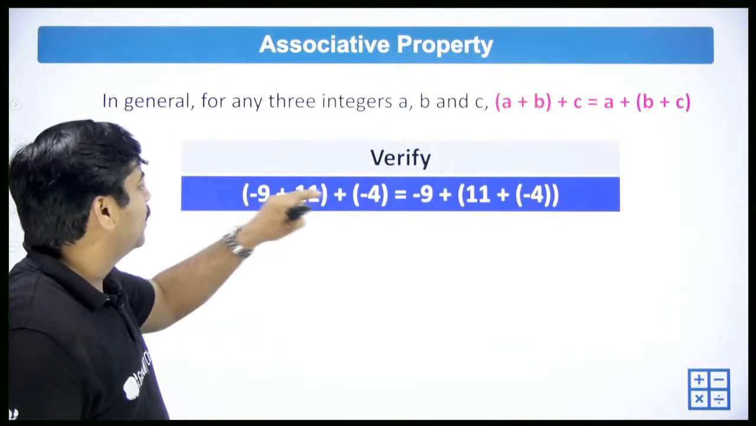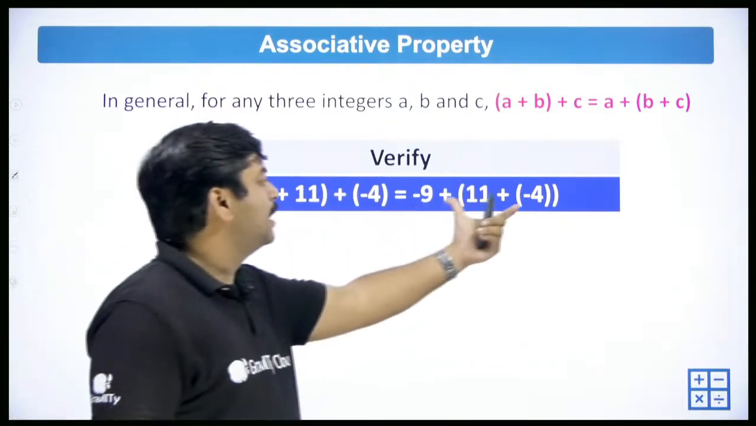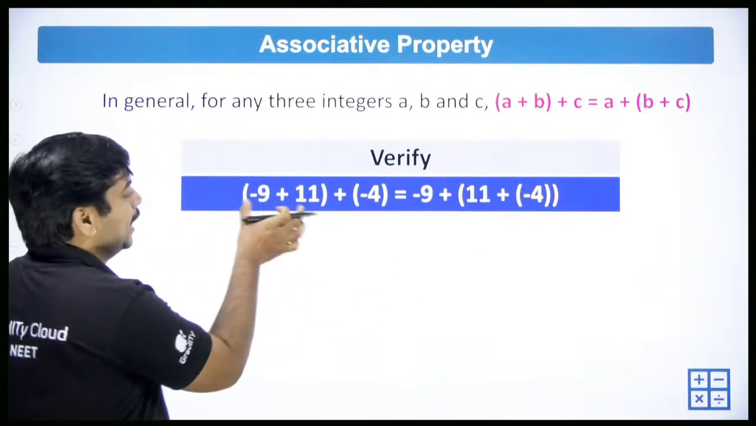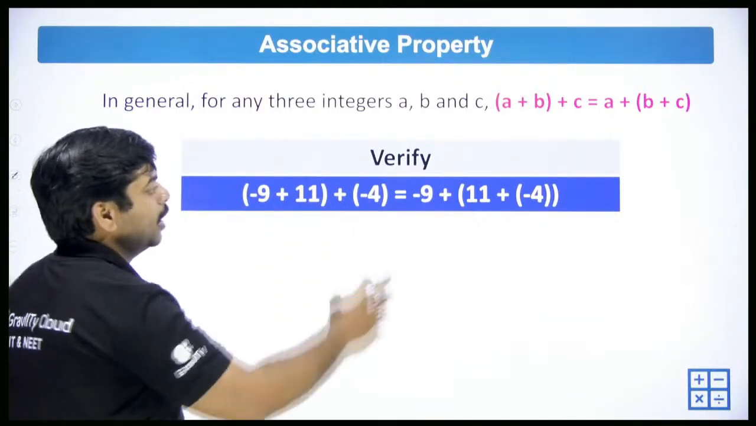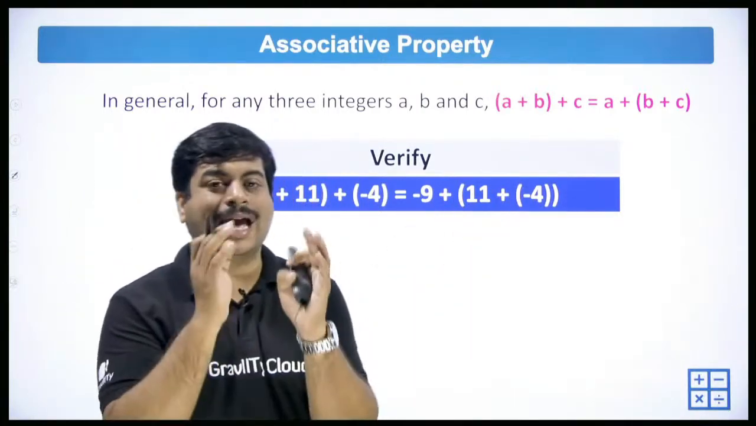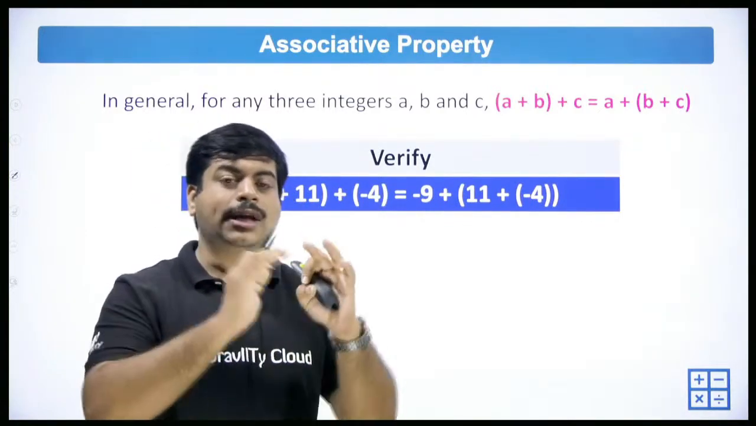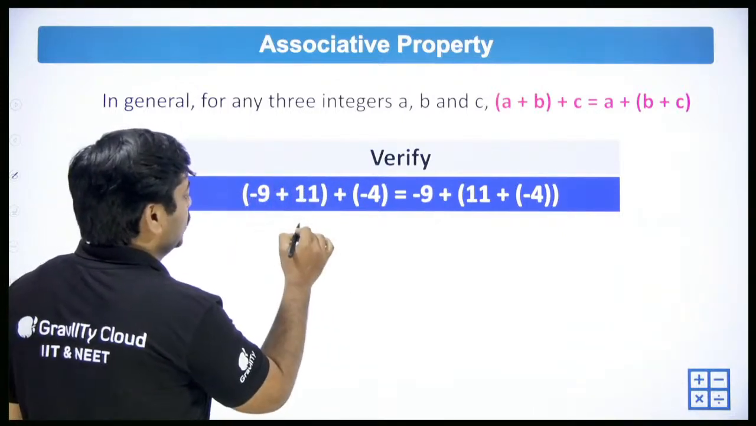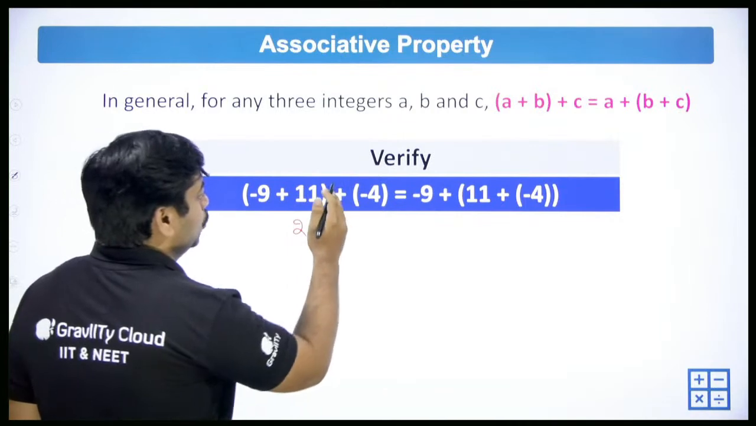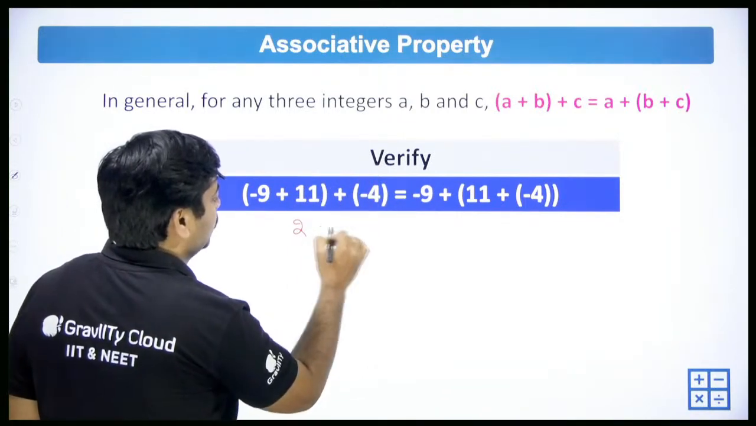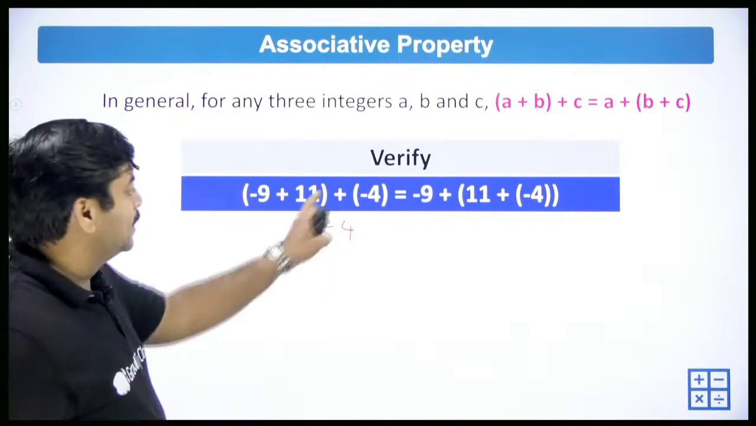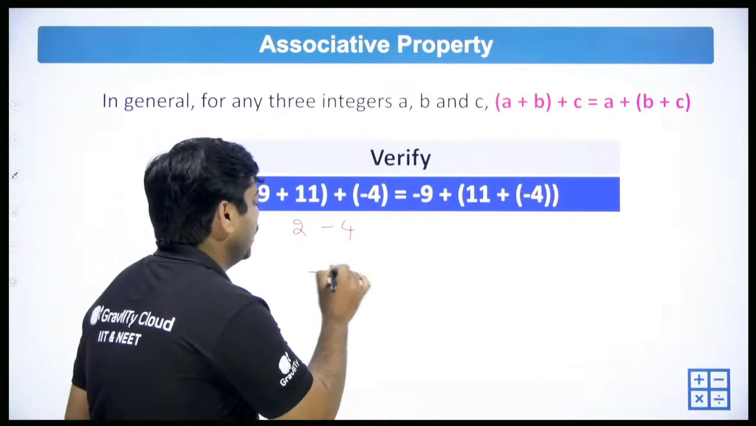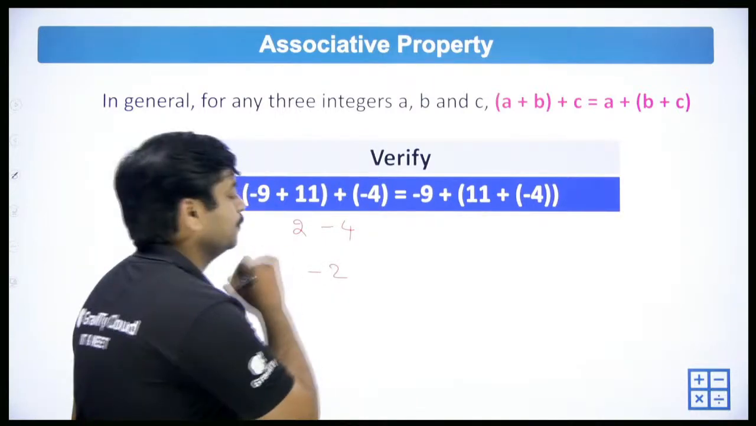Minus 9 plus bracket 11 plus minus 4, and bracket minus 9 plus 11 close bracket minus 4. First we'll add the numbers in the brackets. Whenever you have brackets, that means they should be calculated first. That's a group. Only after that you go outside. So minus 9 plus 11: 11 minus 9 is 2. 2 plus minus 4 is nothing but 2 minus 4. Positive and negative will give you negative. So 2 minus 4 is minus 2, correct?